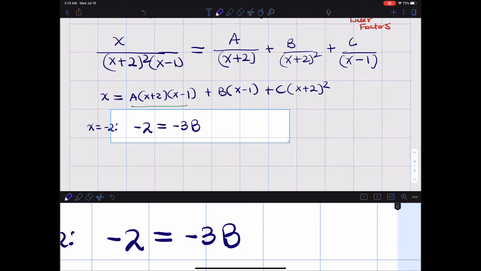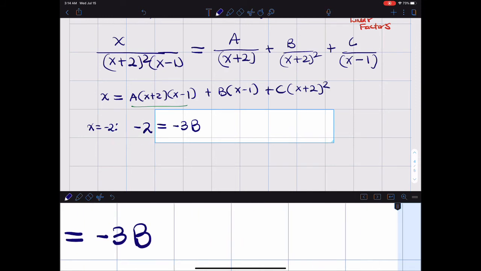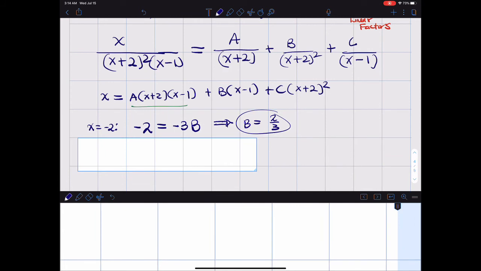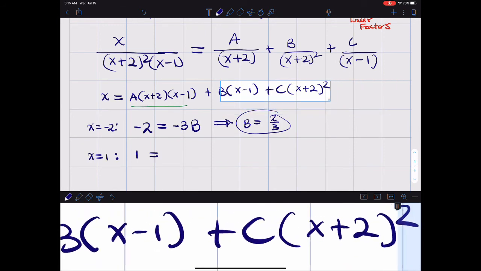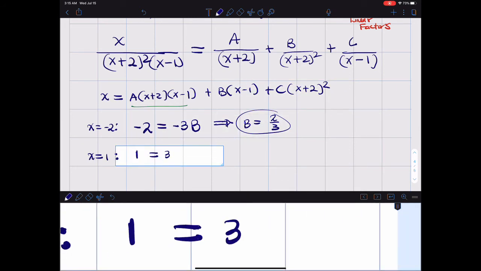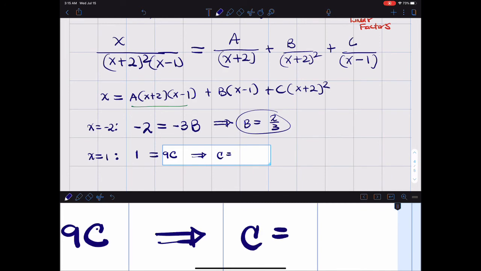Okay, let's check our answers. So we have x is there. Yep. All right. So this means that B is equal to 2/3. Now, we can go for x being equal to 1. If x is equal to 1, the left-hand side is 1. The term having A is gone. The term having B is gone. And then we have C. If you plug 1 in here, you get 3 squared, so you have 9C. So this tells us that C is equal to 1/9.